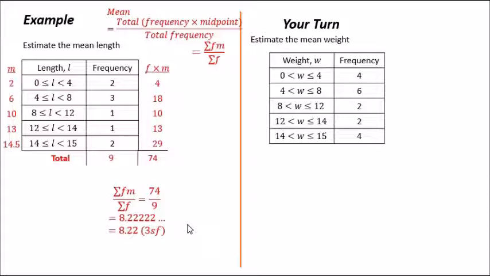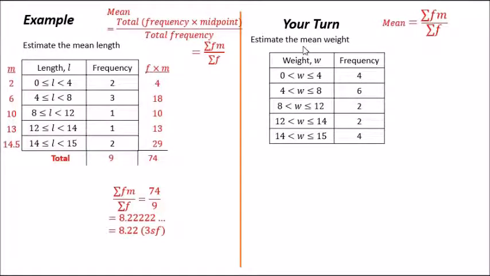Now you've had a chance to have a go at that. The mean in this case is the sum of our frequencies times our midpoints divided by the sum of our frequencies. Now the way to know that we use this method is first to recognize we have groups, and second to recognize that it says estimate the mean weight. So we have an estimate and we have groups, so we're going to have to use this to find the mean.